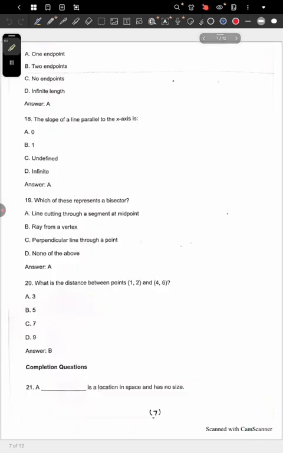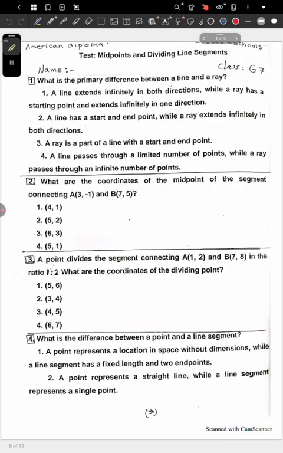Number 17: 1 point, 2 points, that's right. This is the midpoint and division of a line segment. What is the primary difference between a line and a ray? A line extends infinitely in both directions, while a ray has a start point and extends in one direction. That's right.